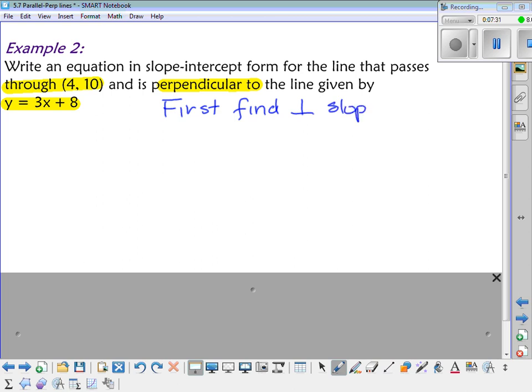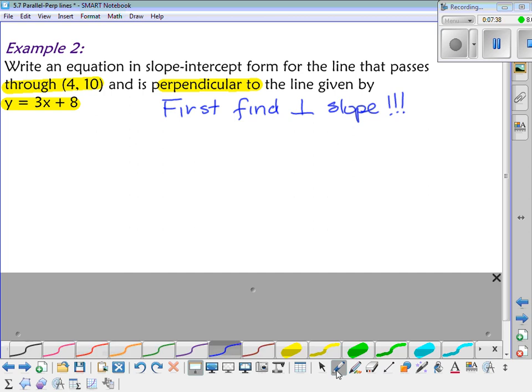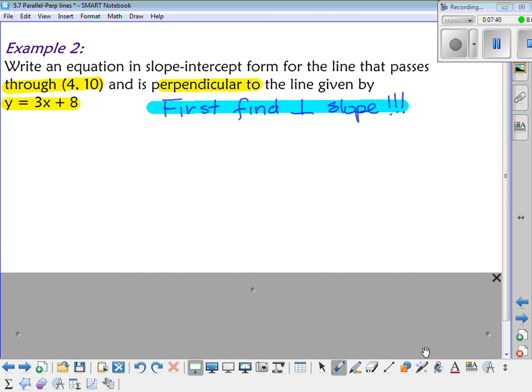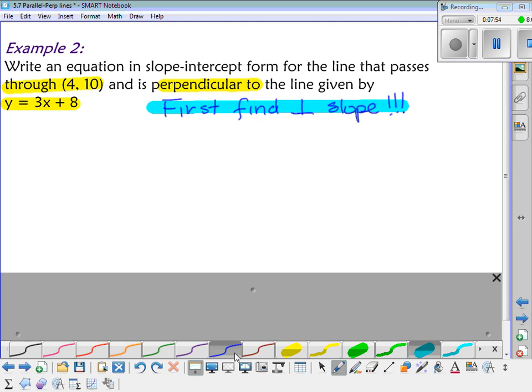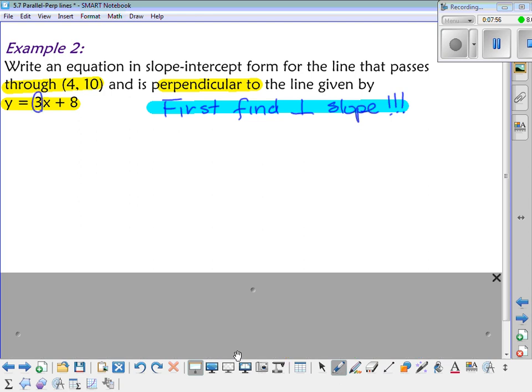When we did parallel lines, we just used the same slope. But we can't do that with perpendicular. They don't have the same slope. Their slopes are what? If they're perpendicular, the slopes are opposite reciprocals. Everybody, what are they? Opposite reciprocals. Right. Okay, so if the slope of my original line here is a 3, what is my perpendicular slope going to have to be? Negative 1/3. I flip it over, I make it the opposite.